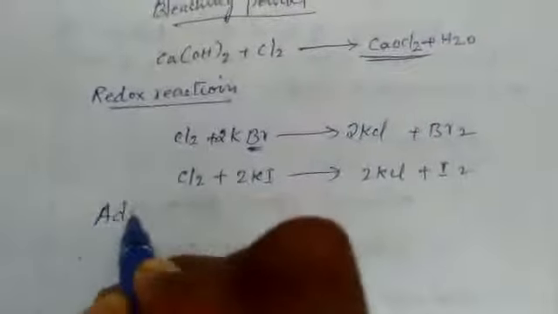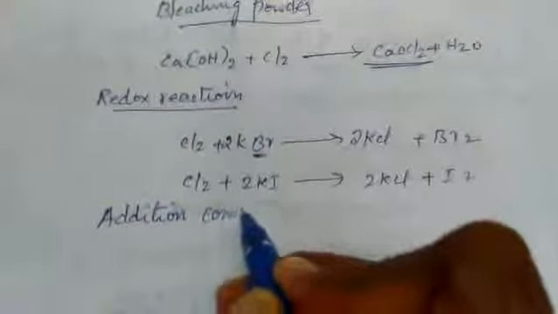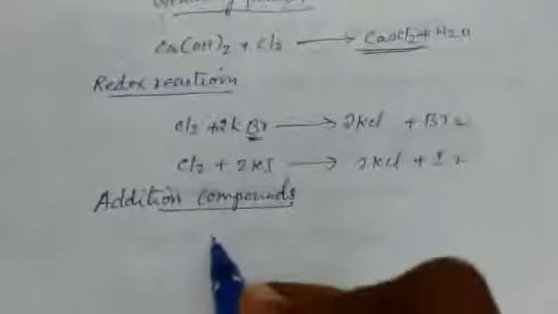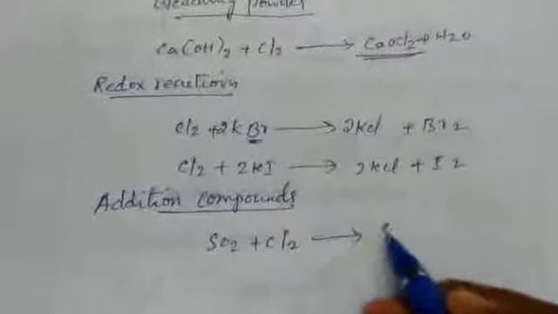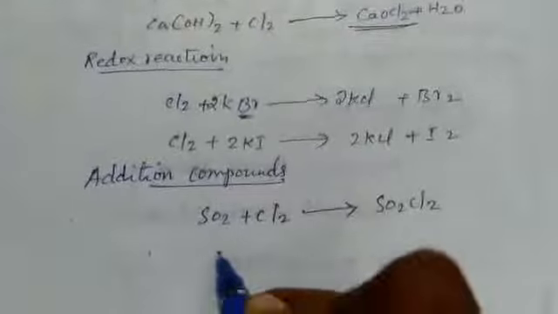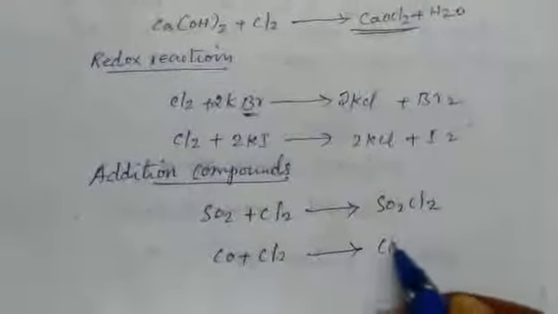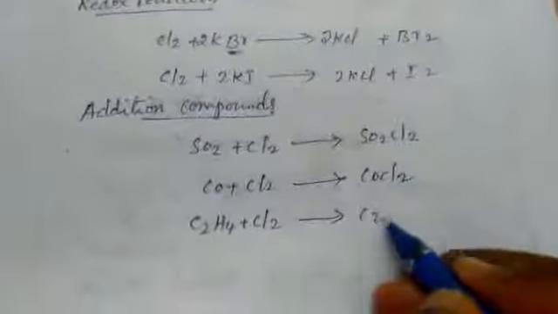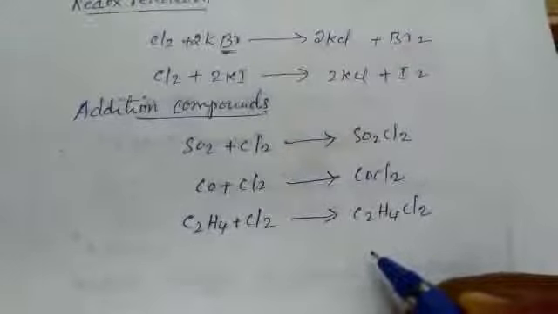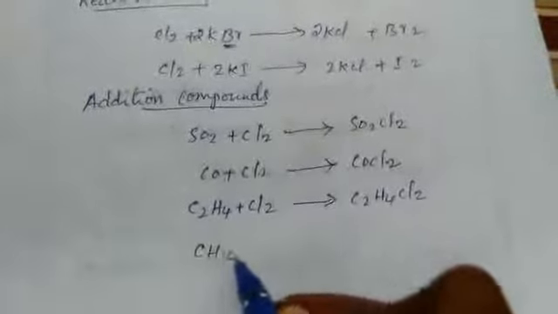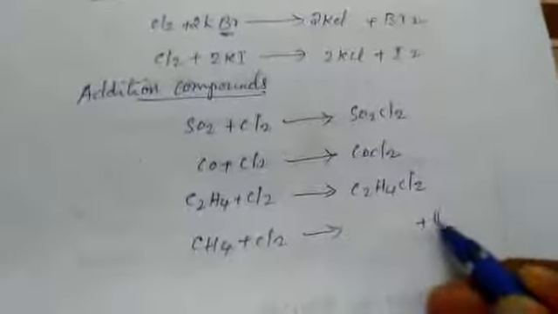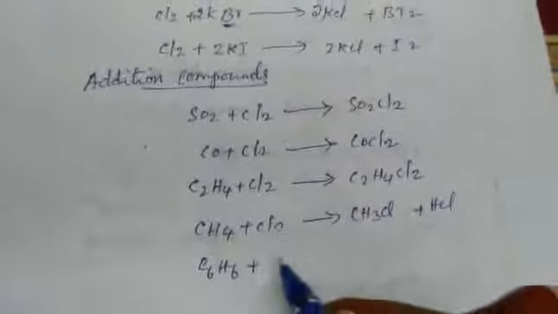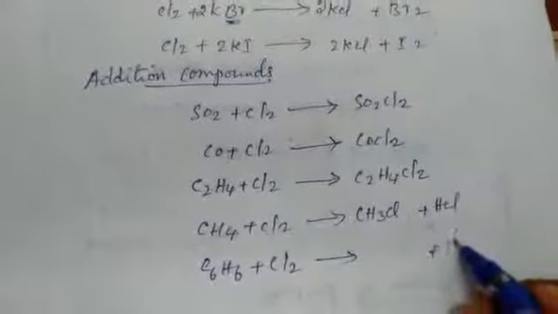Next, formation of addition compounds. SO2 reacts with chlorine giving SO2Cl2. Second reaction, carbon monoxide reacts with chlorine, giving COCl2, carbonyl chloride. Third reaction, ethylene C2H4 reacts with chlorine giving C2H4Cl2, ethylene dichloride. Fourth reaction, methane reacts with chlorine, removal of 1 HCl, remaining CH3Cl. Last reaction, benzene reacts with chlorine, here also 1 HCl is removed, remaining C6H5Cl.